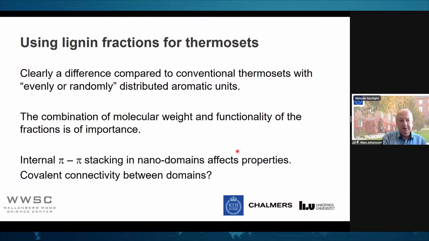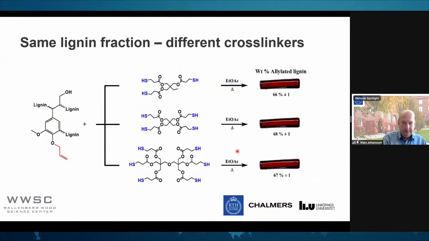The question then comes, does the covalent connectivity between these domains, the thiol crosslinker, affect the properties? That became a subsequent study where we took one of these lignin fractions, the ethanol fraction, allylated that one, and instead varied the connectivity between the thiol monomer and the allyl groups by having 3, 4, and 6 functional thiols. We had about the same amount, around 67% weight percent of the allylated lignin, and had monomers here that we combined with different functionalities.